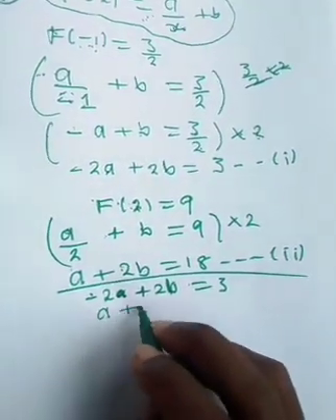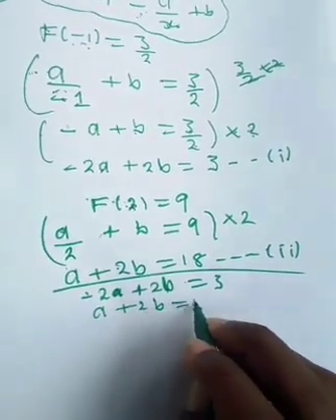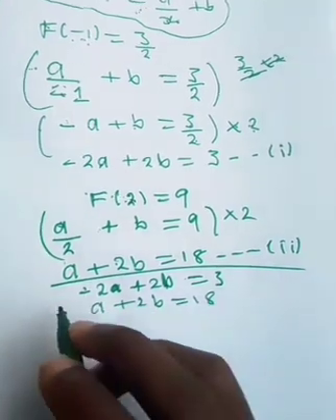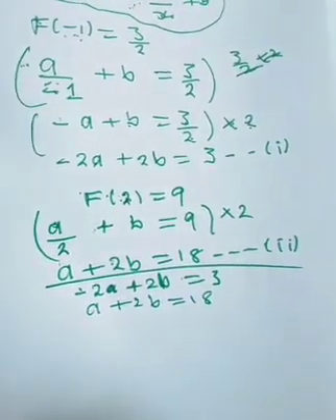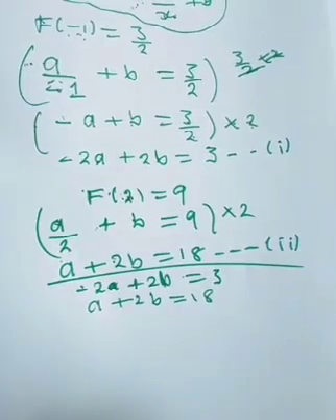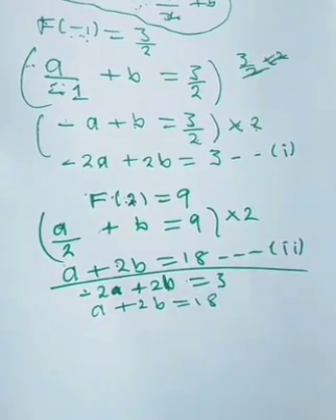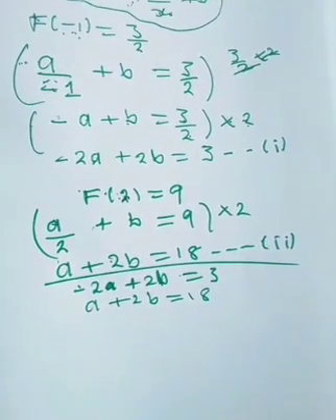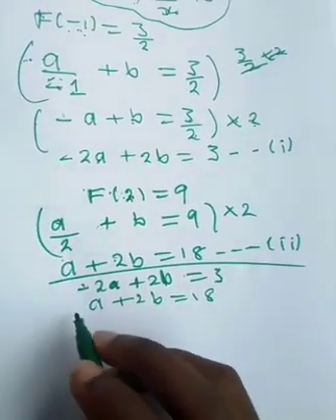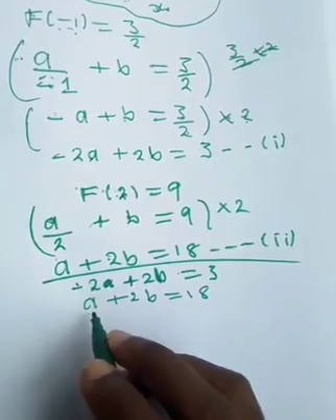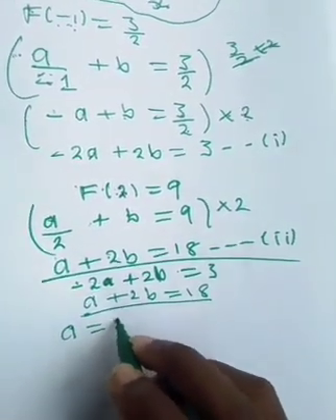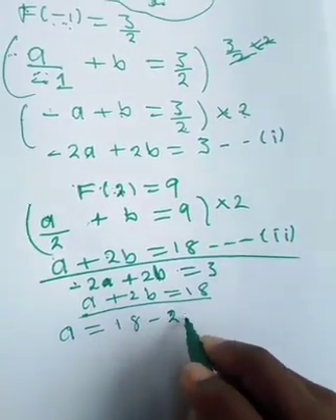So you have a plus 2b is equal to 18 as our second equation. So we can solve them simultaneously. But how? So me, I'm a fan of substitution method. If you've been watching my lessons, you will know that I'm not comfortable with the other methods when it comes to simultaneous equations. So if you want to use the elimination method, I'll use substitution. So I'll make a my subject. From the second equation, it should be 18 minus 2b.